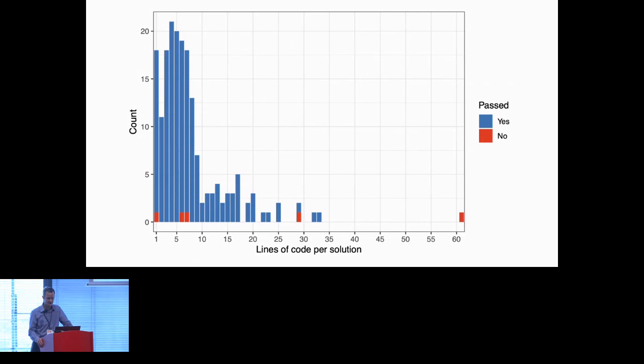You can see that most of the exercises could be solved with fewer than 10 lines of code, but there were some that took as many as 30 or up to 60 lines of code to solve. And you can see that a couple of the 5 that failed were some of the more challenging ones that required more code, but then others only required a few lines of code. So there's something interesting going on there, but not a clear pattern of longer ones being more difficult.